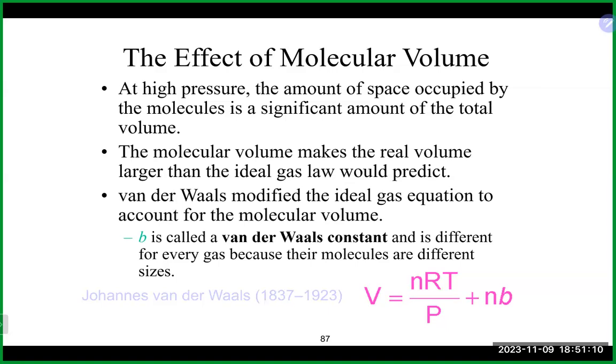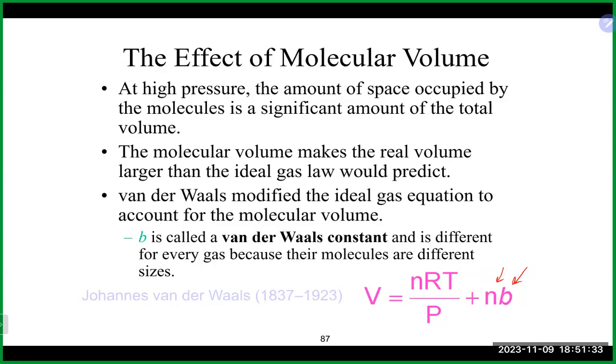We have nRT over P. That's all the ideal gas law stuff. So same units as you would use in the ideal gas law: moles, our R value, temperature in Kelvin, or pressure. This is still moles, but this is a value that you would look up in a table, which is the van der Waals constant for a specific gas. So you would have to go to that table, find the gas, and find the constant.